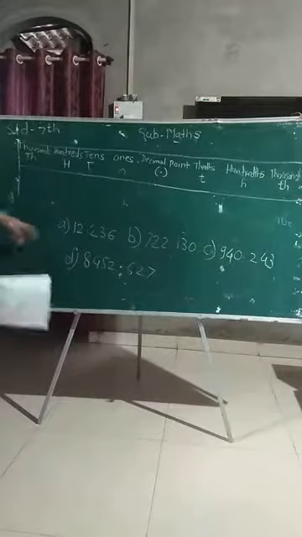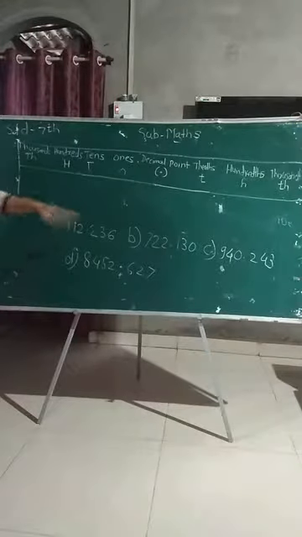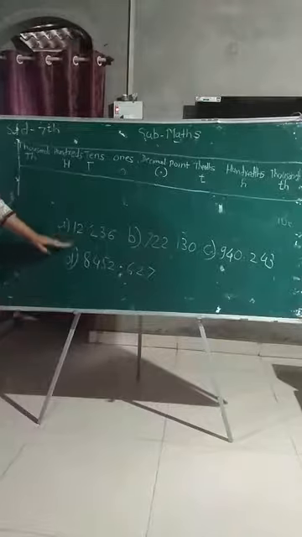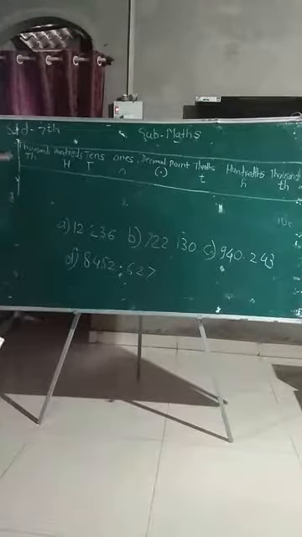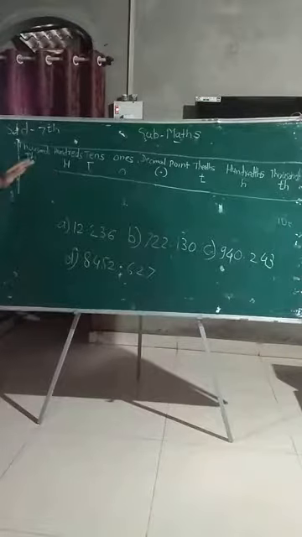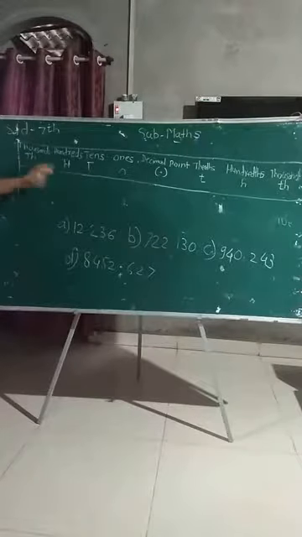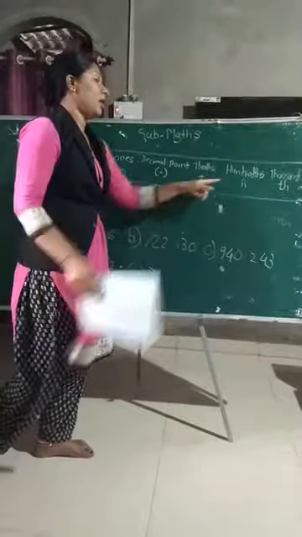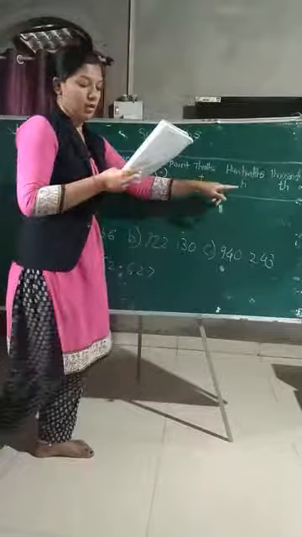Example A is 12.236. Here, in whole number part, there are two digits, 1 and 2. That means before decimal point. We know the places before decimal point are ones, tens, hundreds, and thousands. And after decimal point, places are tenths, hundredths, and thousandths.